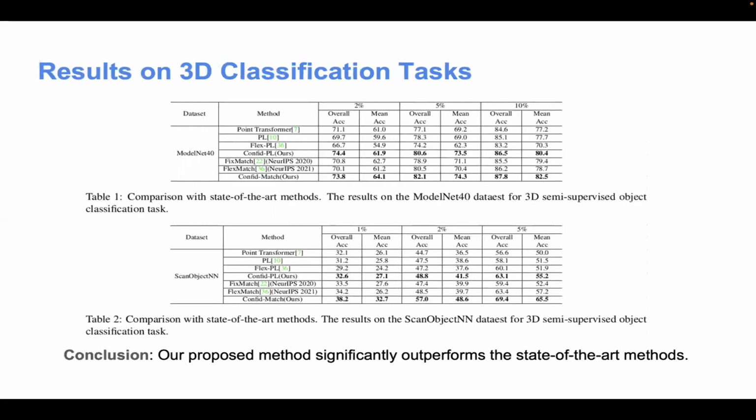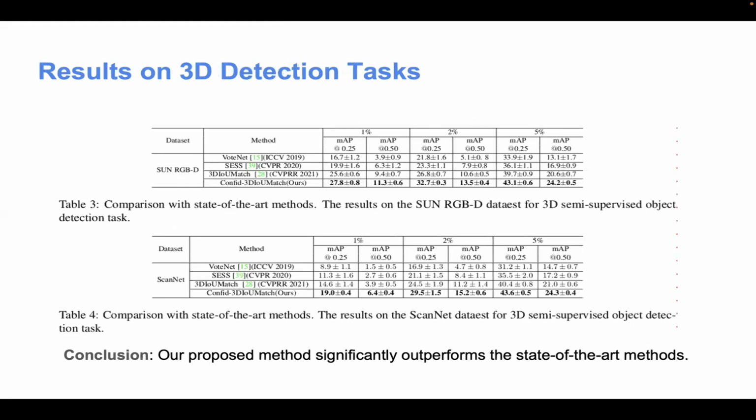To evaluate the performance of our work, we conduct experiments in both 3D classification and detection tasks. This is the result for 3D classification tasks on ModelNet40 and ScanObjectNN. And this is the 3D detection tasks on SUN RGB-D and ScanNet datasets. We can find that our proposed method significantly outperforms the state-of-the-art methods in both 3D detection and classification tasks.